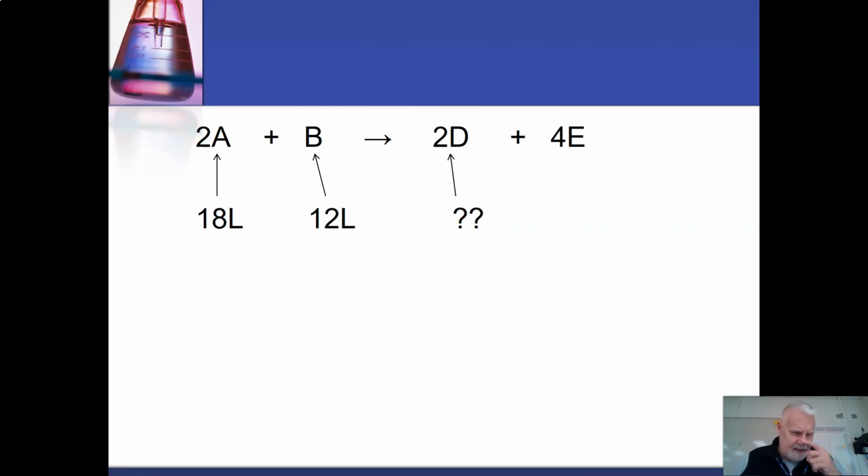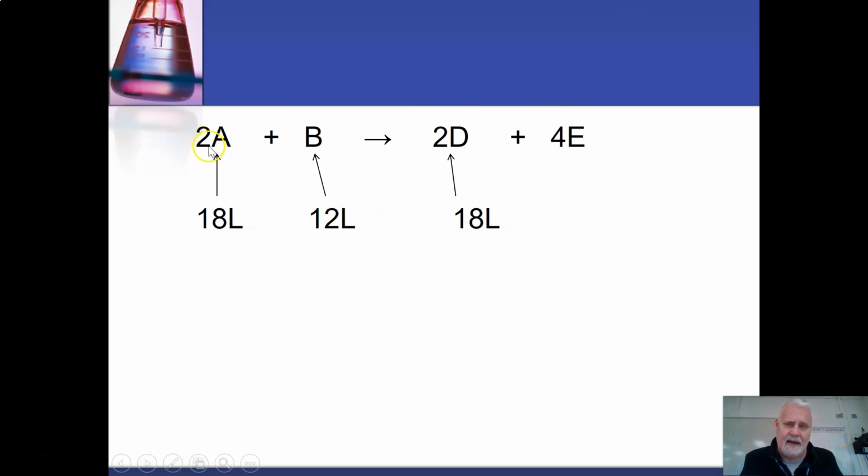So I want you to think about that a little bit. If I have 18 liters of the 2A and 12 liters of the B, how much D would I get? Well, the answer, hopefully some of you got this right, would be 18 liters. The reason is this would be 2 parts to 1 part to 2 parts, so it's going to be the same as the amount of A, because that's how gases behave. It doesn't matter what they are, providing you didn't run out of B.